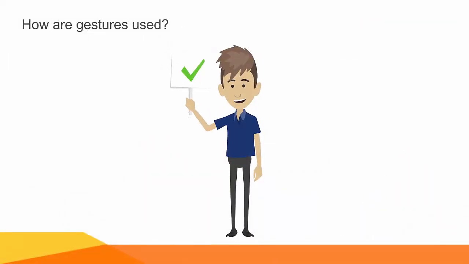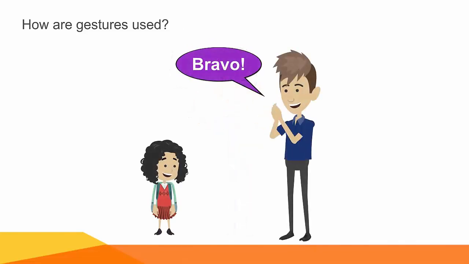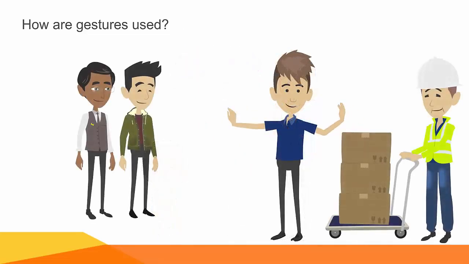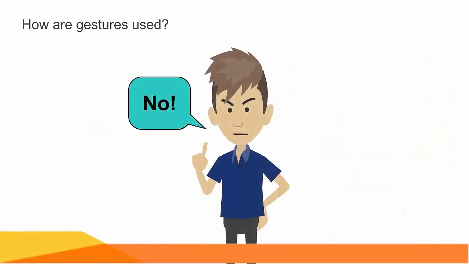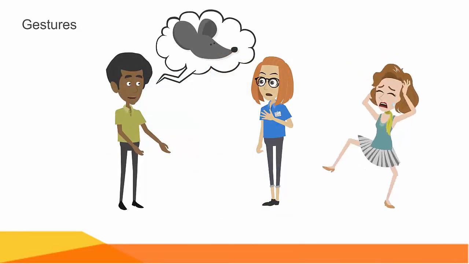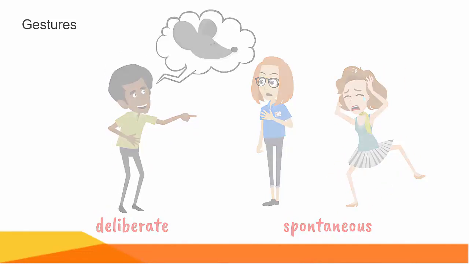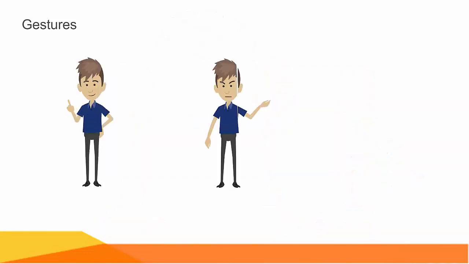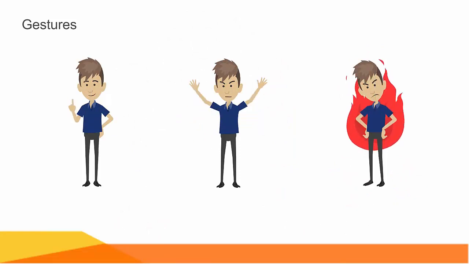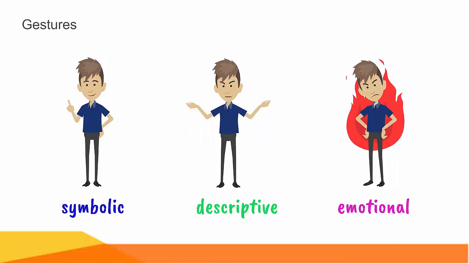Gestures can be independent of speech or related to speech. What we mean by this is that gestures can be used to convey a specific message by replacing speech. For example, gesturing for someone to stop at a distance. Gestures may also accompany our speech, serving to enhance or emphasize the message we wish to communicate. Like many forms of body language, gestures may be spontaneous or deliberate. In this section, we will look at three common types of gestures used in everyday communication: symbolic, descriptive, and emotional gestures.